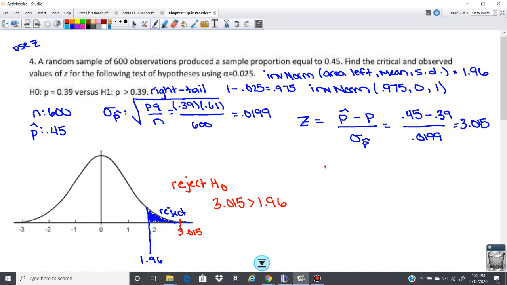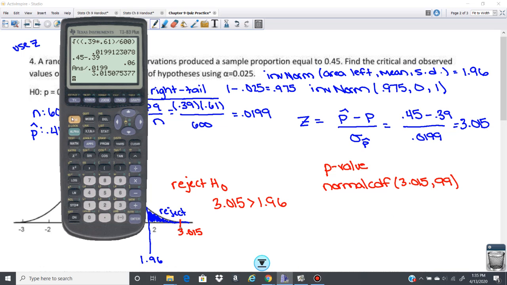If we wanted to use the p-value approach, that means we have to get the probability of 3.015, which means we need to find, using normal CDF, the probability. So we would go normal CDF. Our lower limit is going to be that 3.015. Our upper limit is going to be 99. So that's going to give us 0.0013.